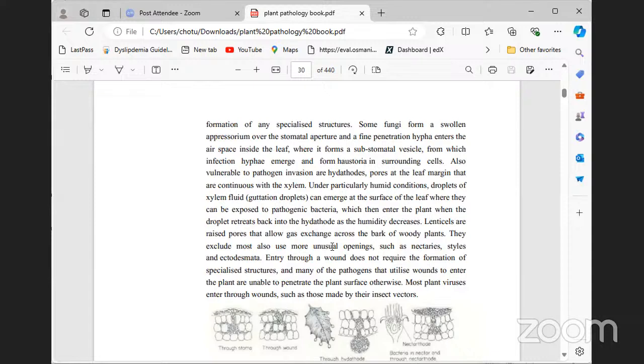retracted back into the hydatodes. These hydatodes are the entry point for humidity-related diseases.